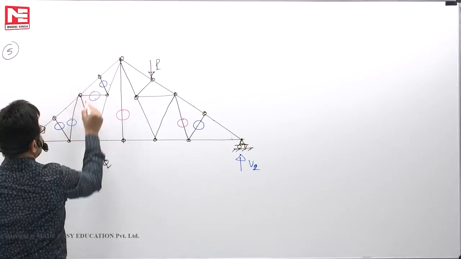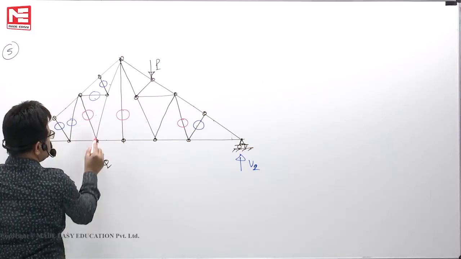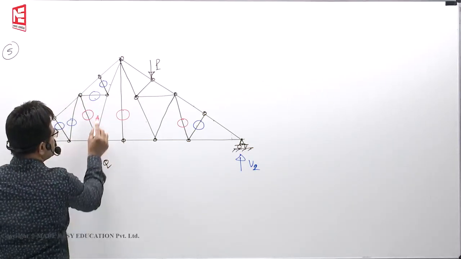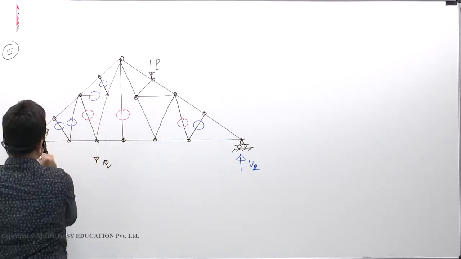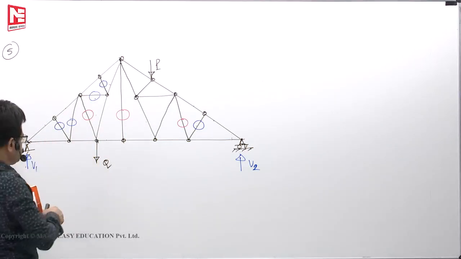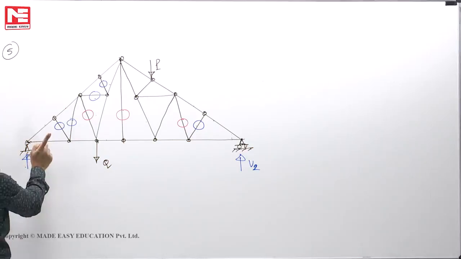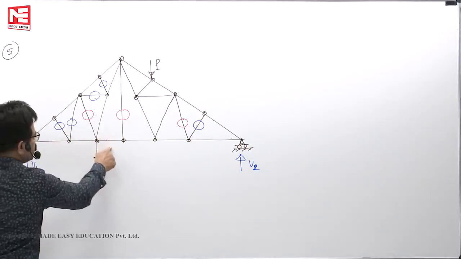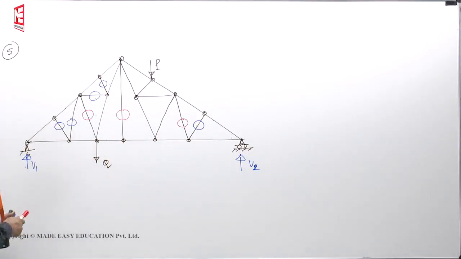1, 2, 3, 2 are in line, so the third must be 0. Because of this force, this will not be 0. Once this is not 0, this can't be 0. These two also can't be 0. Because of non-collinear members, once a force is there, forces will be there here, here, here, here, here.